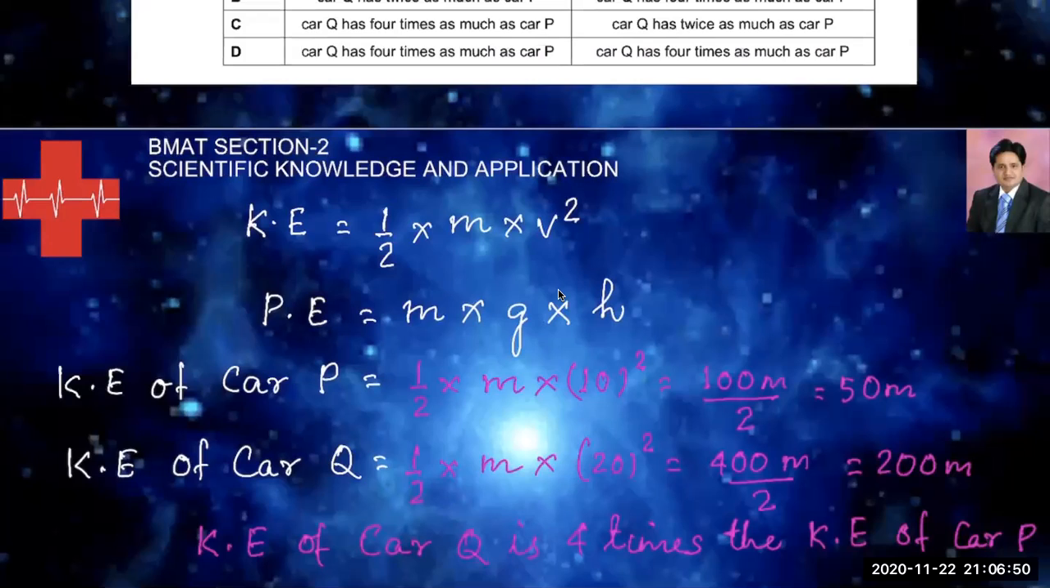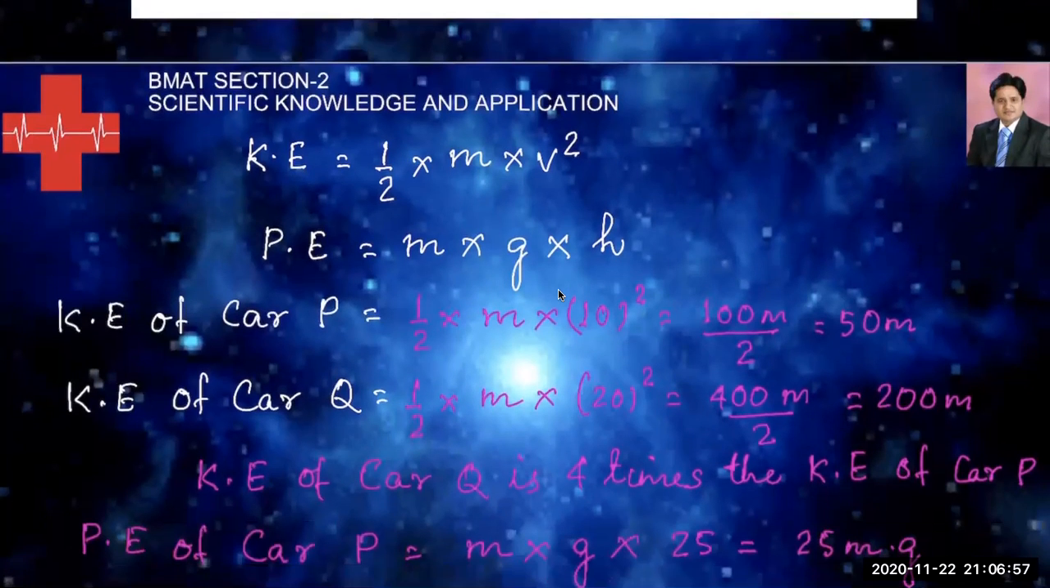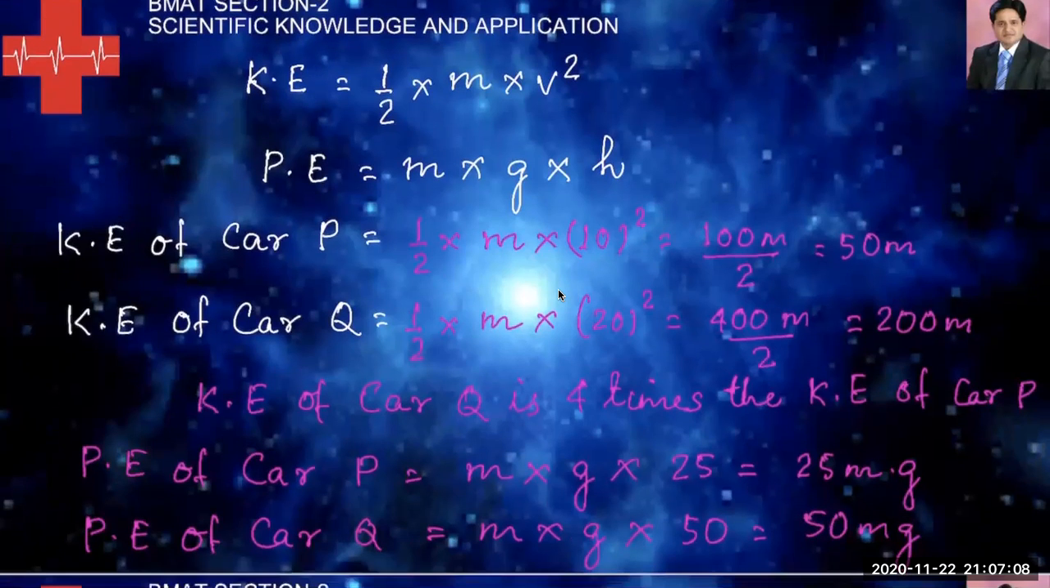So if you plug in the values in kinetic energy, that would be half times mass times 10 squared, which gives you 50 m. Similarly, the kinetic energy of car Q will be half times mass times 20 squared, which will give you 400 m divided by 2, that gives you 200 m. Now, if you see, the kinetic energy of car Q is 200 m and the kinetic energy of car P is 50 m. This means that the kinetic energy of car Q is 4 times the kinetic energy of car P.